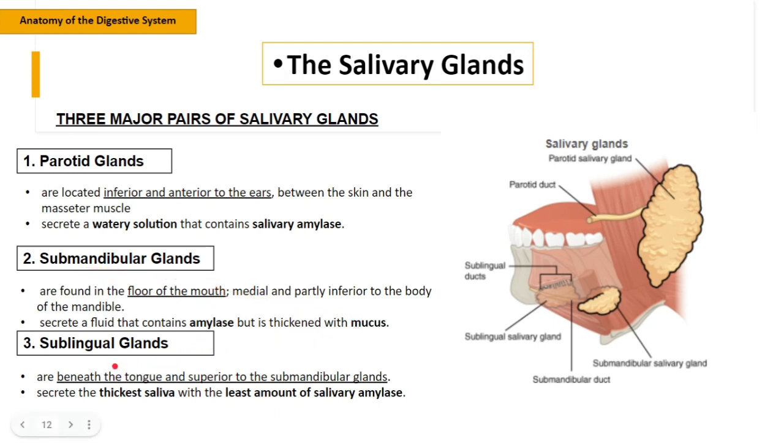Then last one is your sublingual gland, which are beneath the tongue and superior to the submandibular gland. It also secretes the thickest saliva. However, it has the least amount of salivary amylase. That is the 3 major pairs of salivary glands.